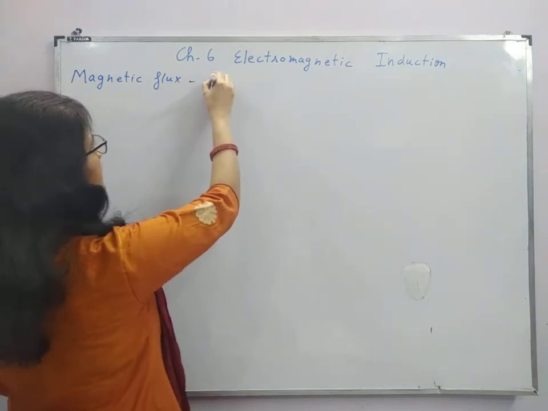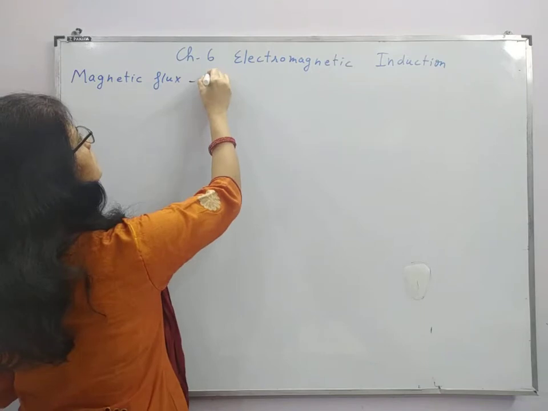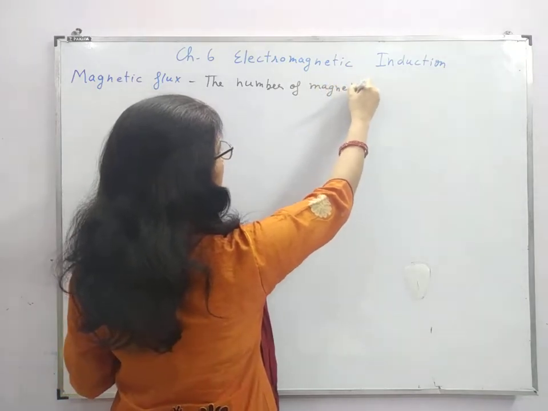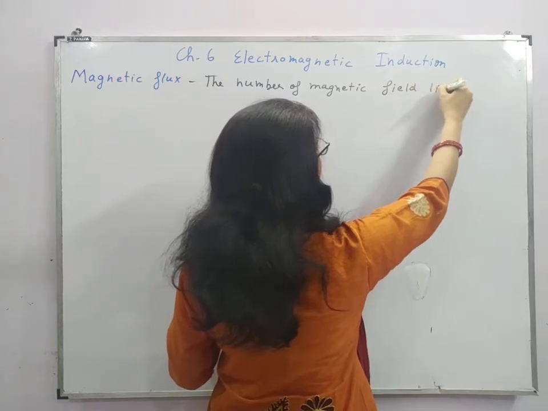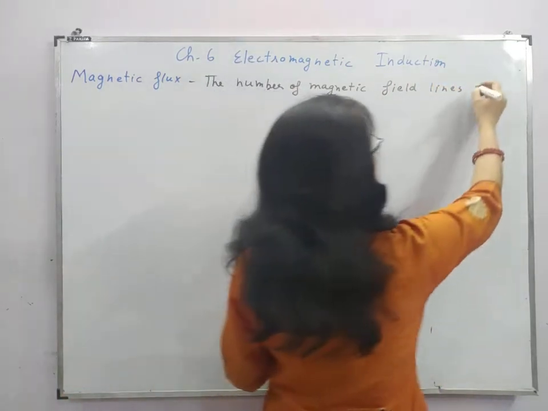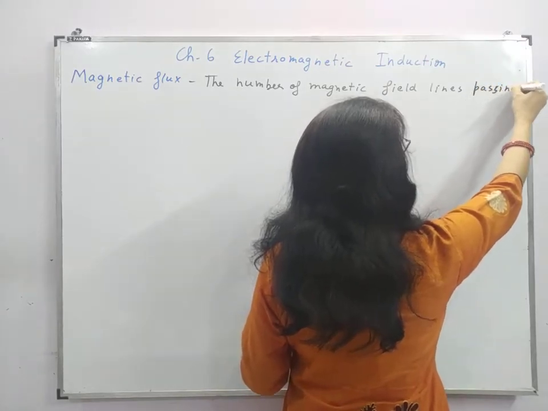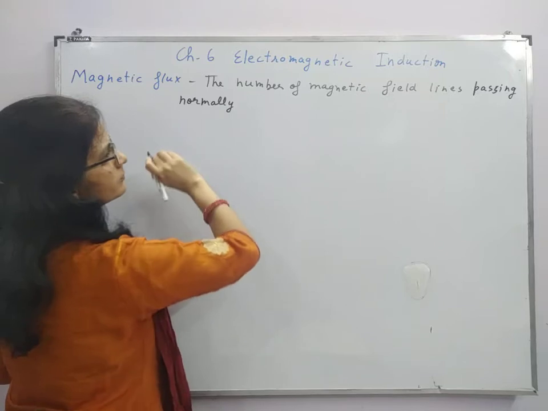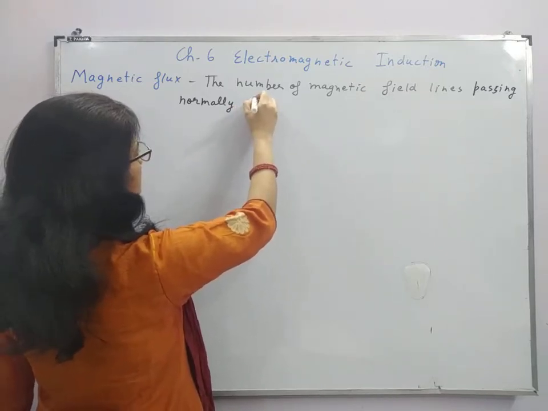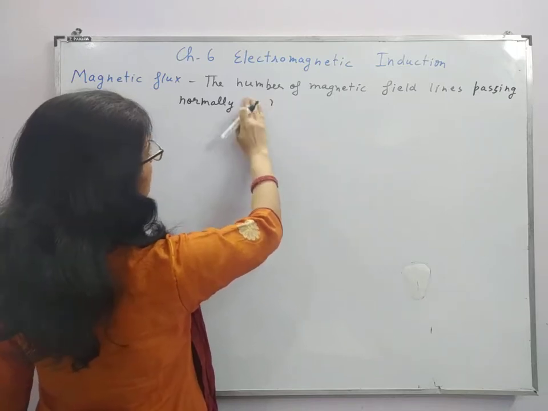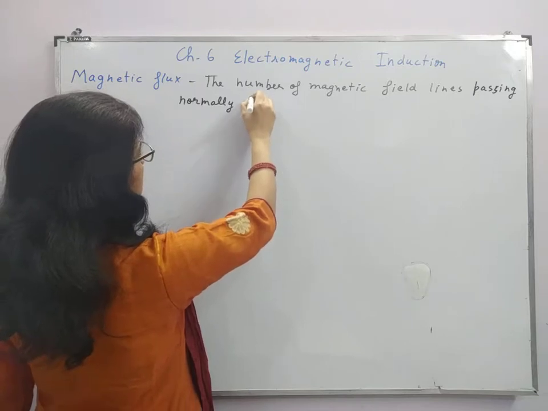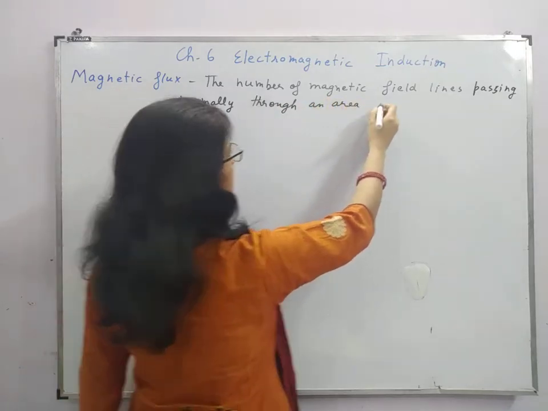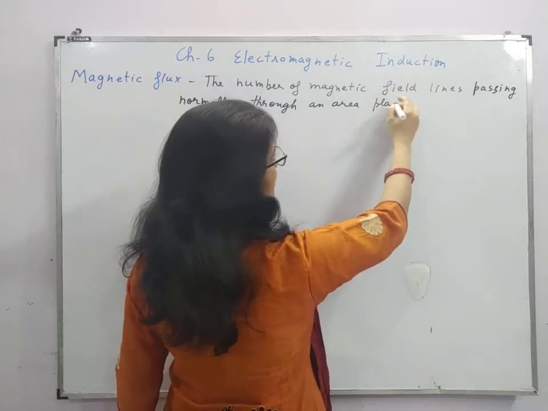So what is this magnetic flux? It is the number of magnetic field lines passing normally through an area placed in magnetic field.